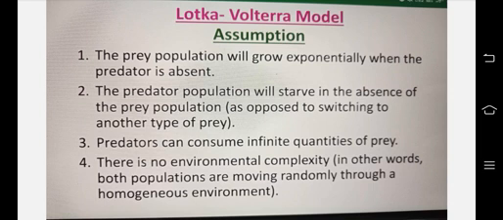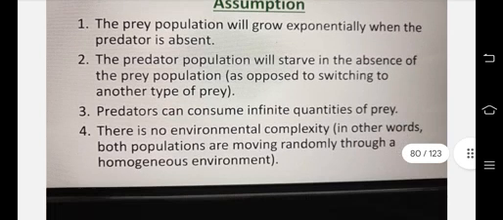Predators can consume infinite quantities of prey. There is no environmental complexity. In other words, both populations are moving randomly through a homogeneous environment. These are not reality, but just for analysis. Just remember this. Okay.